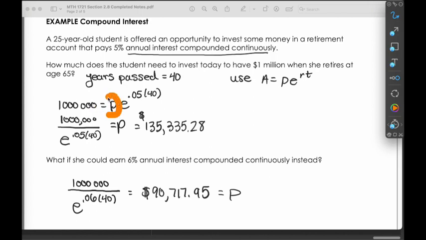So I need to solve this equation for P. I'm going to divide both sides of the equation by e to the 0.05 times 40. And when I do that, I get $135,335.28.